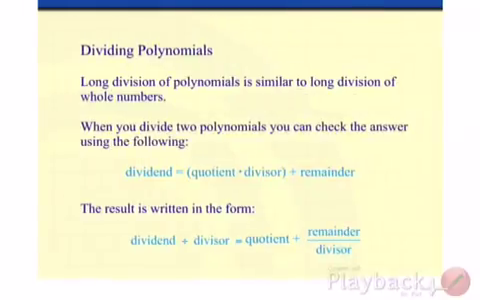Dividing polynomials, just how to write your answer. When you divide two polynomials, you can check the answer using the following method. So the dividend is equal to the quotient times the divisor plus the remainder, or you could say the dividend divided by the divisor is equal to the quotient plus the remainder over the divisor. So it's just like normal fractions.